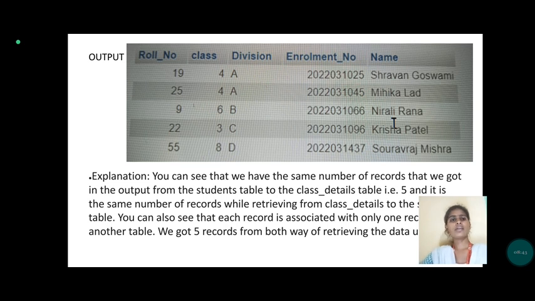Then next, output. Here are the roll number, class, division, and the enrollment number and the name. We can see that we have the same number of records that we got in the output from the student table into the class details table, 5, and it's the same number of records while retrieving from the class details to the student table. We can also see that each record is associated with only one record in the other table. We got 5 records both ways of retrieving the data.